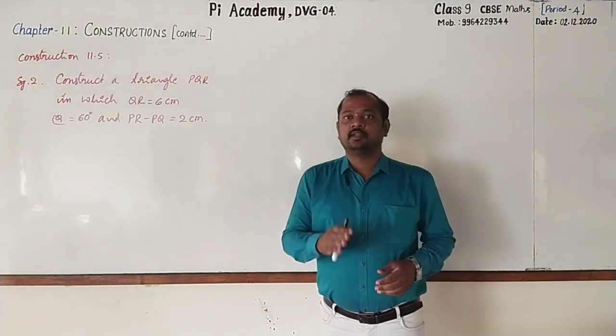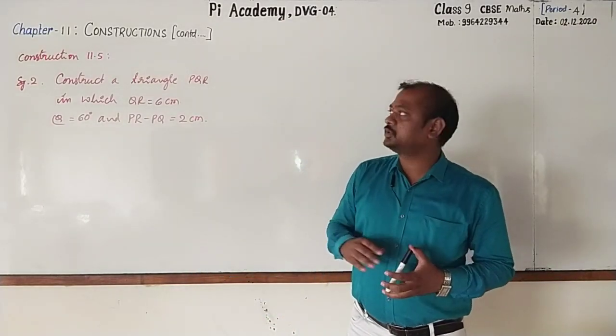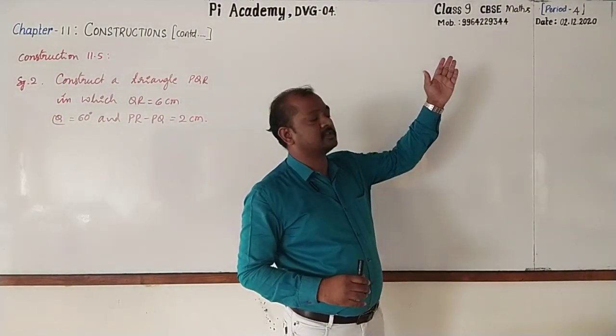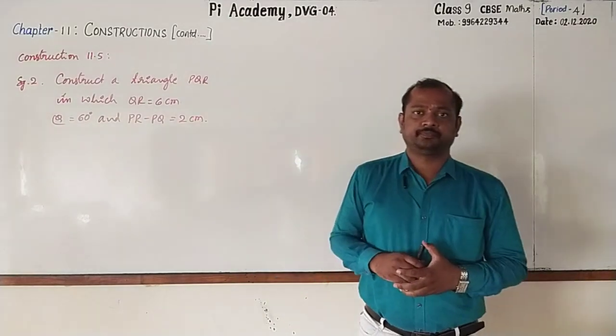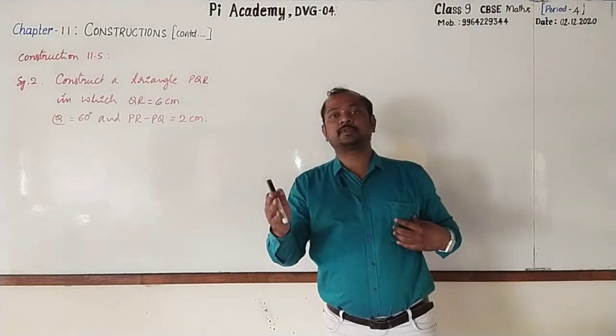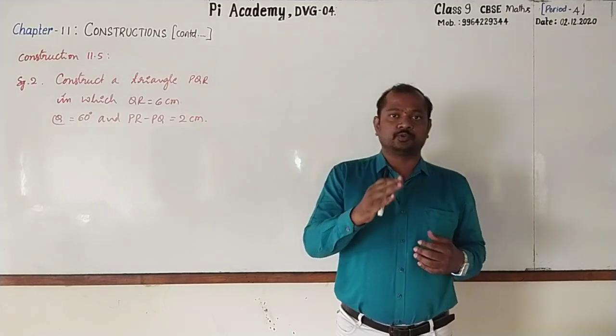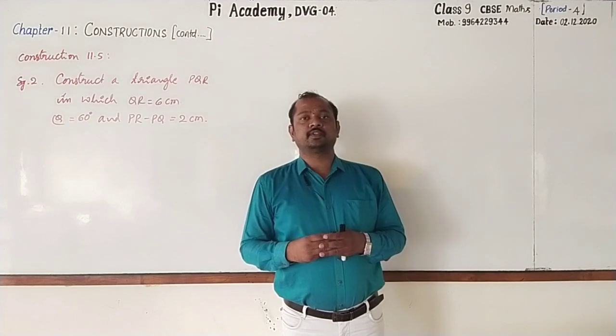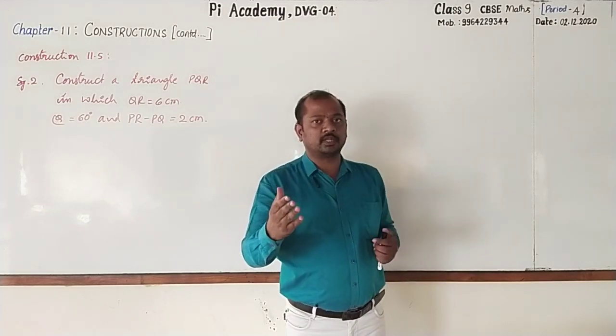Dear students, in today's class we are going to continue the chapter constructions, and do remember this is the fourth period of this chapter. In the third period we learned different types of constructions with respect to triangles. There are three different ways of constructions. Could you recall them? What are these?